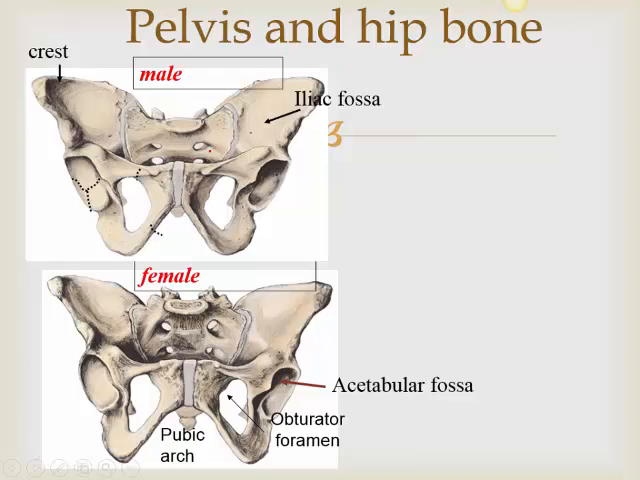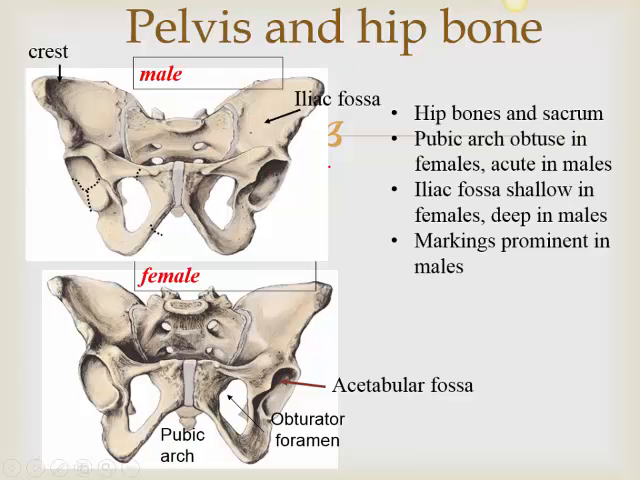So here I'm showing you the entire pelvis. You can see that you have the two hip bones and the sacrum in between. And there is a difference between the male and the female pelvis. One of the most important differences is this area which is present between the two pubic bones, which is known as the pubic arch, or also called subpubic arch because it's below.